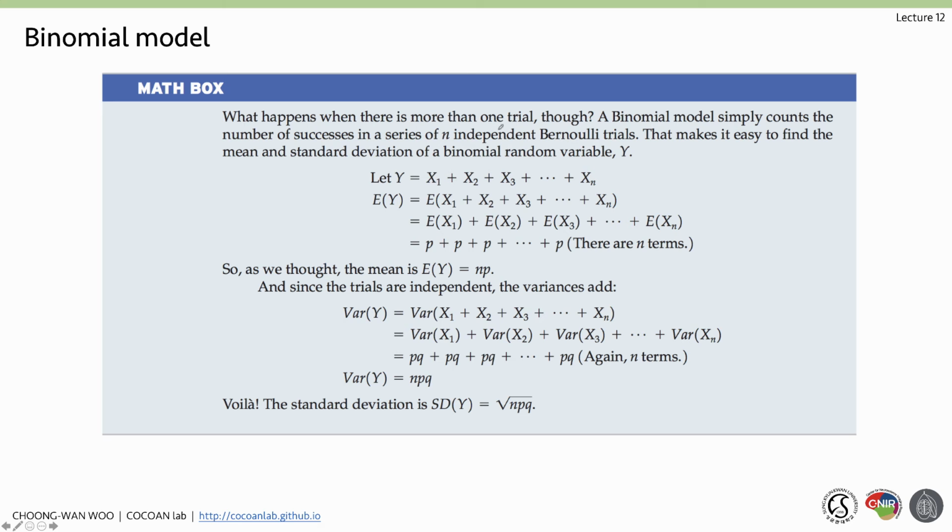Now there could be more than one trial, and given that each Bernoulli trial is independent of the others, we can use those equations, rules, to solve this problem. So expected value of the combination of the events becomes np, and variance also becomes npq because they are independent. Standard deviation is the square root of variance, so square root of npq.